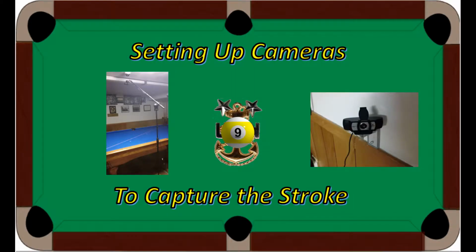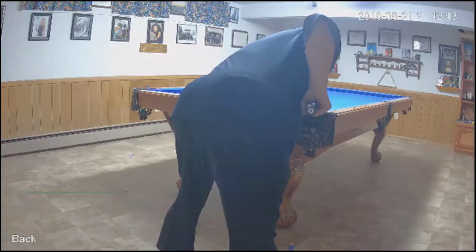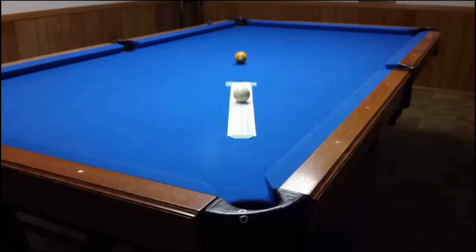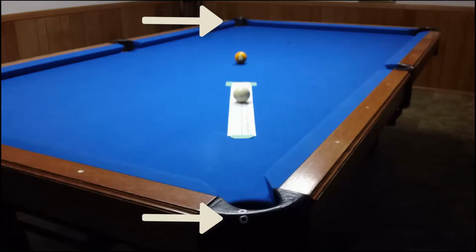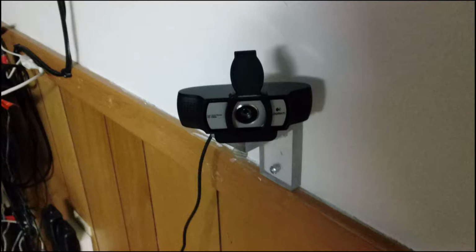Setting up the cameras to capture the stroke. One of the most informative and revealing views of a player's stroke is from the back. When setting up the table, reinforcements marking the shot line were left on the table. These reinforcements provide alignment for the camera and will be used later during analysis. The camera can be mounted on a tripod, or if space is limited, a wall bracket could be used.